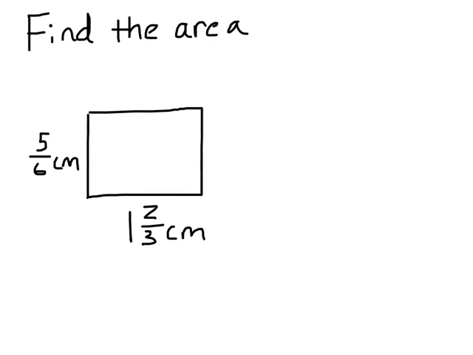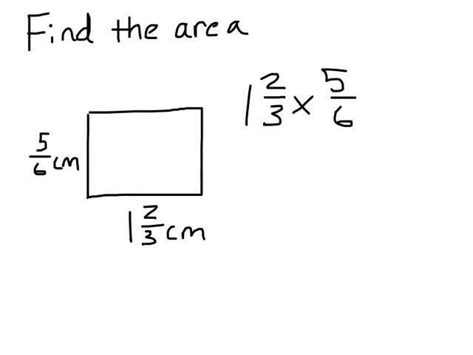Find the area. This shape has sides of 5/6 centimeters and 1 2/3 centimeters. So to find the area, I would need to multiply 1 2/3 times 5/6. The first thing I need to do is change 1 2/3 into an improper fraction.